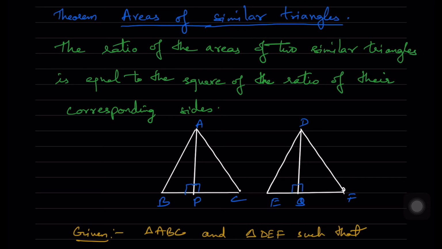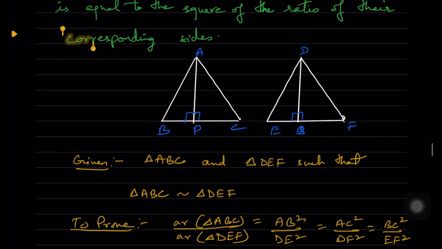So now the ratio of the areas, that is, area of triangle ABC by area of triangle DEF, is equal to the square of the ratio of the corresponding sides. So what are the corresponding sides over here? AB square by DE square, then BC square by EF square, is equal to AC square by DF square. So we have to prove that the ratio of the areas of these two triangles is proportional to the square of their corresponding sides.